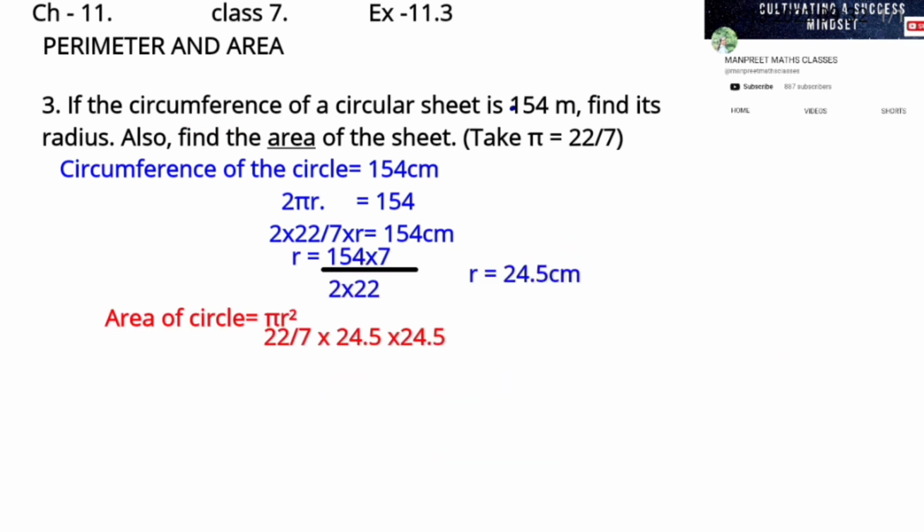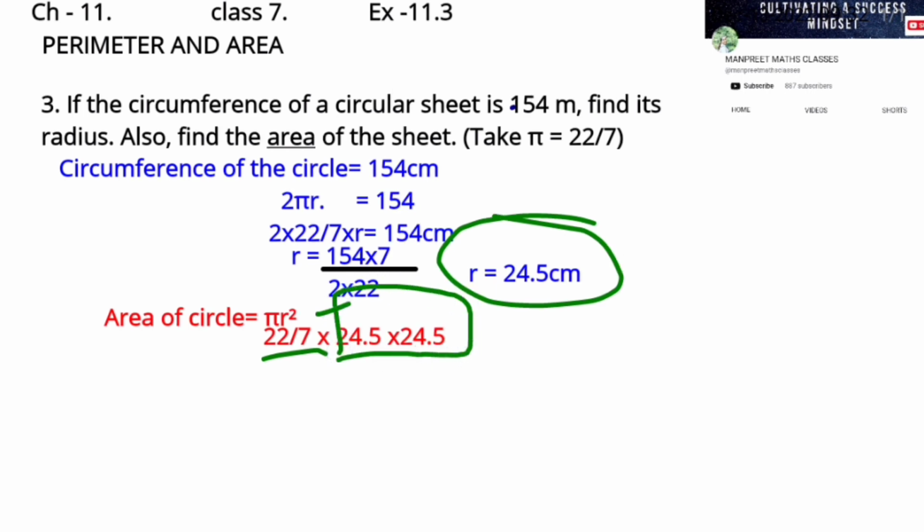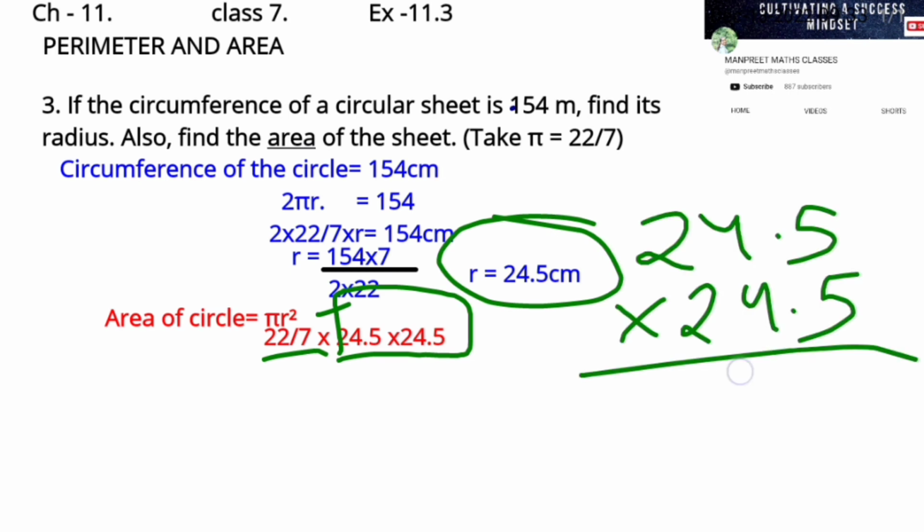Next we need to calculate the area. So I have written the formula. What is the formula? Pi r square. Next I have written values also, in place of pi 22/7 and the radius which we have calculated just now. Let's solve it now. Find out the square of 24.5. So what will be the square of 24.5? One method is to multiply like this, but I'll use the trick.